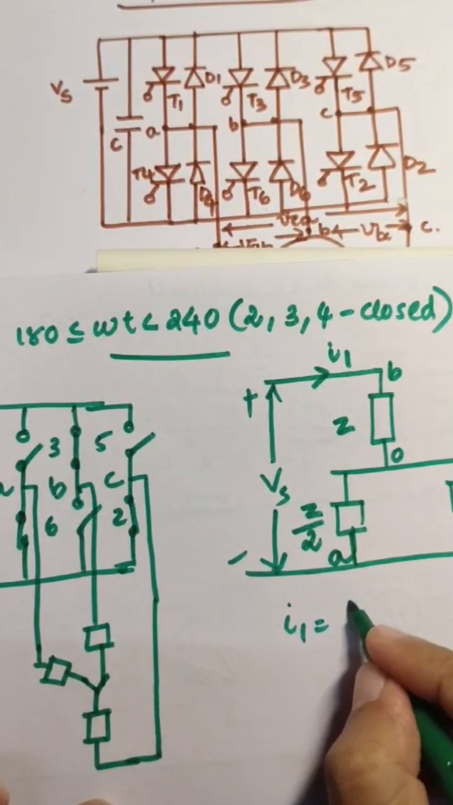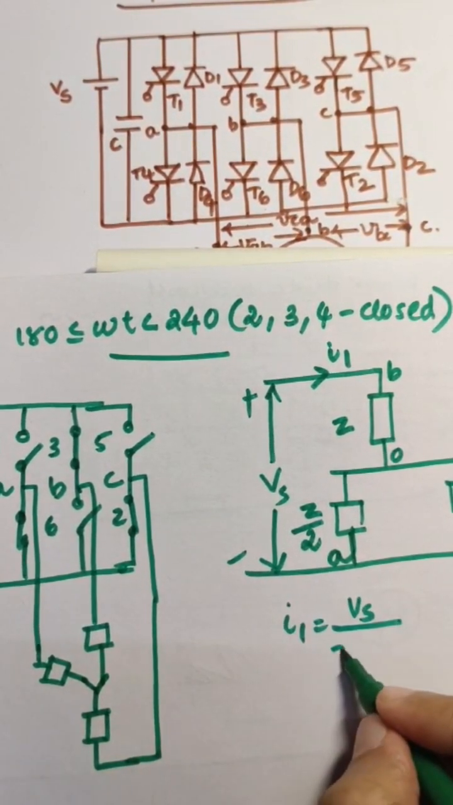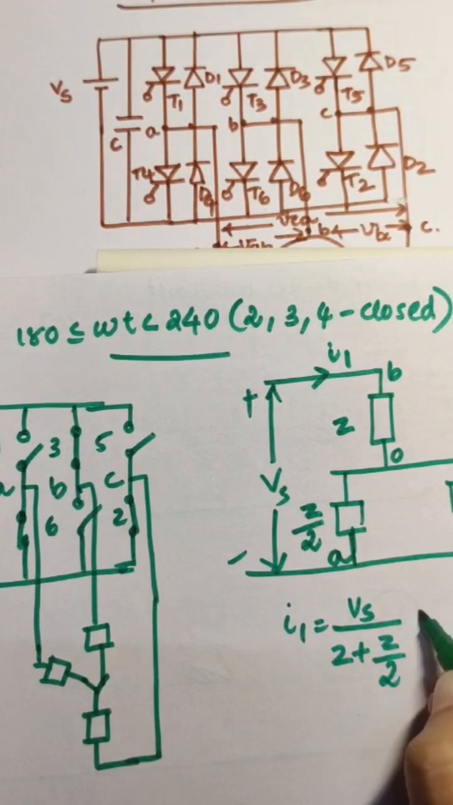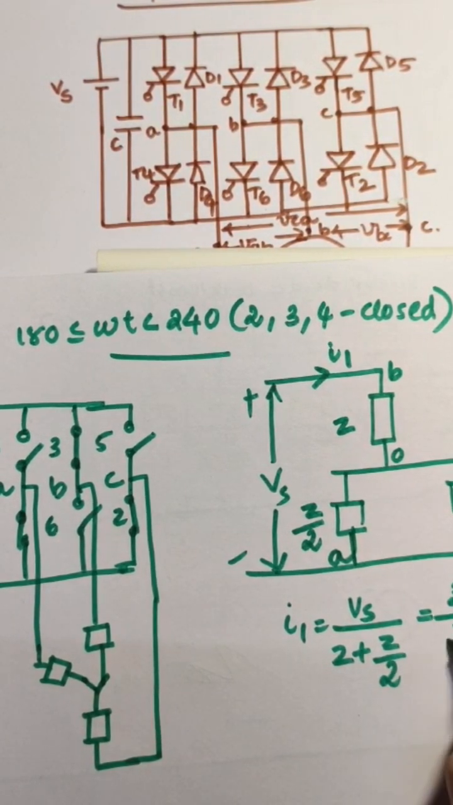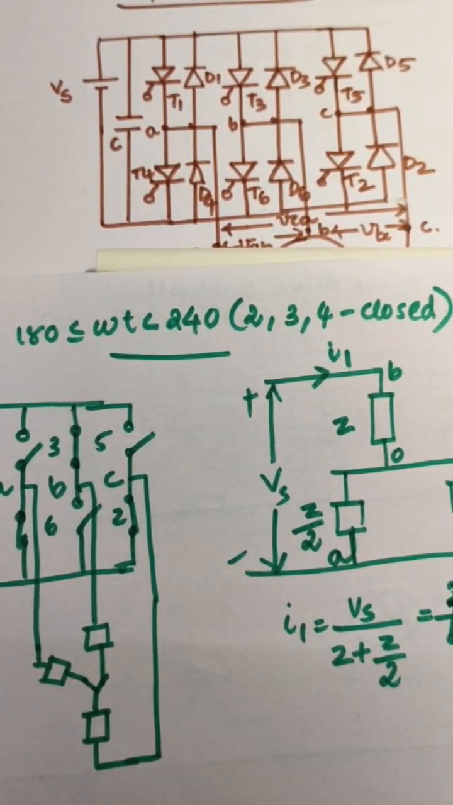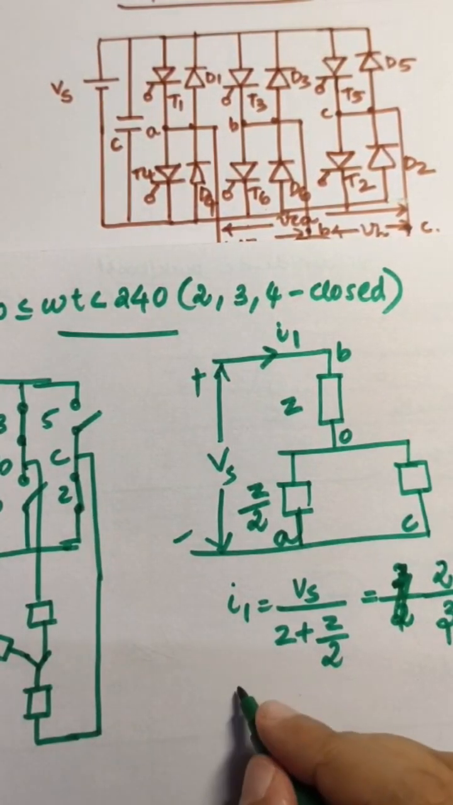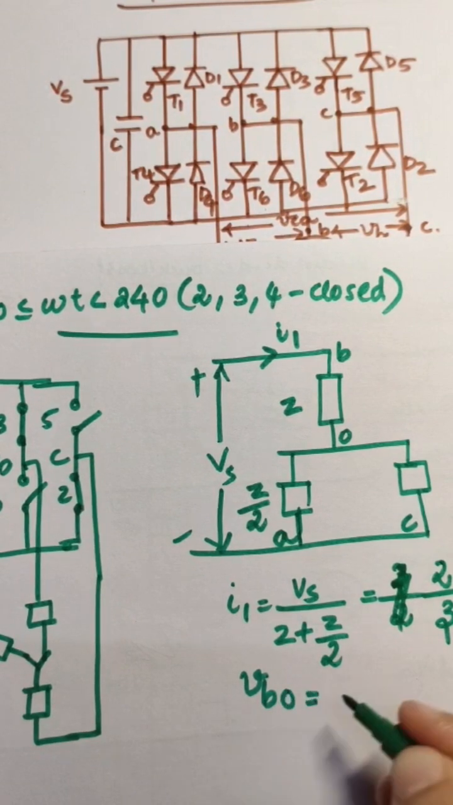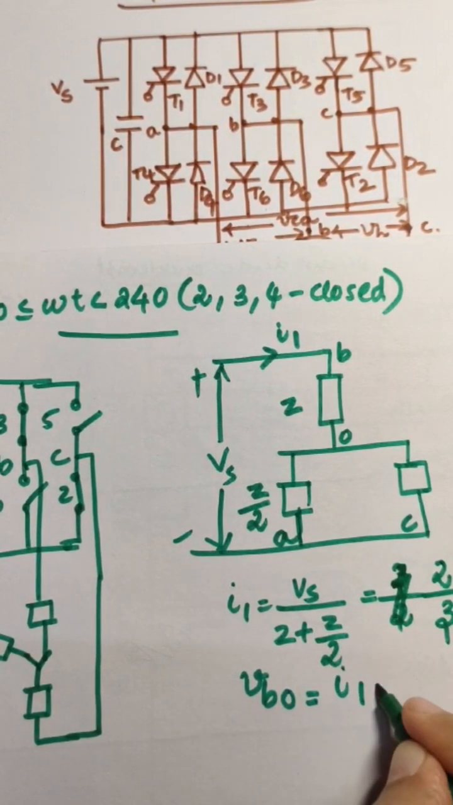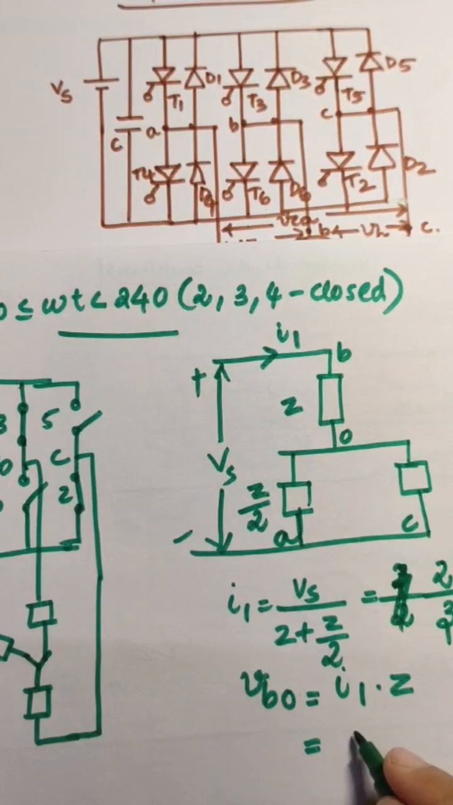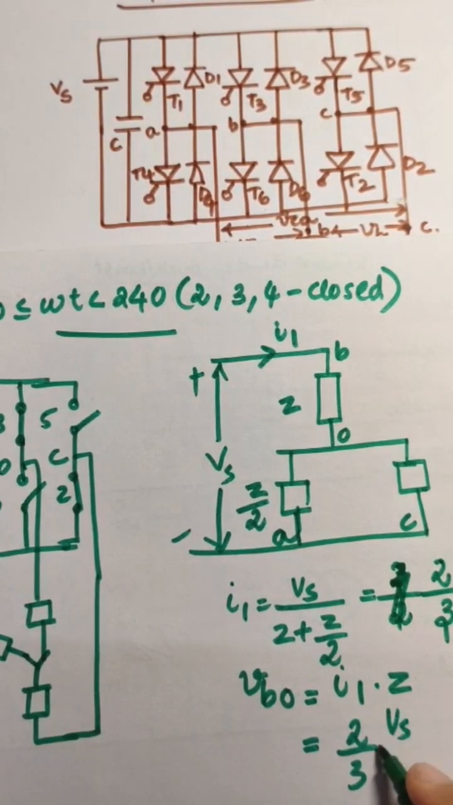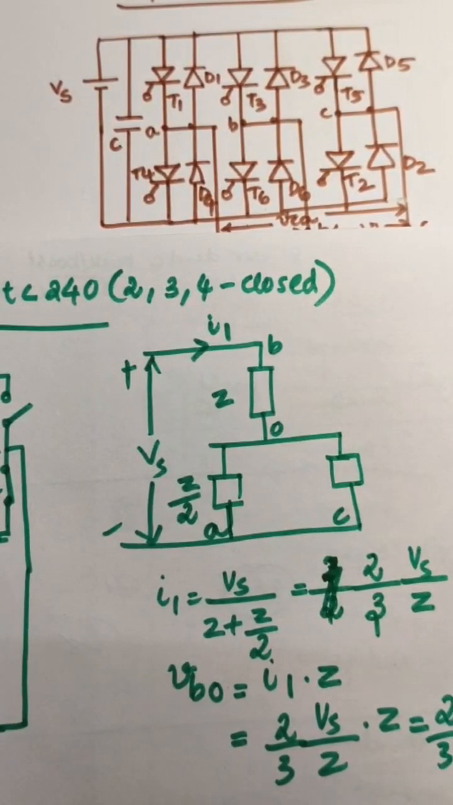So current I1 is equal to Vs divided by Z plus Z by 2, which is equal to 2 by 3 Vs by Z. How to find VBO? VBO is equal to I1 into Z, which is equal to 2 by 3 Vs by Z into Z, which is equal to 2 by 3 Vs.